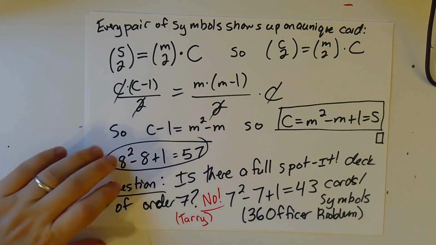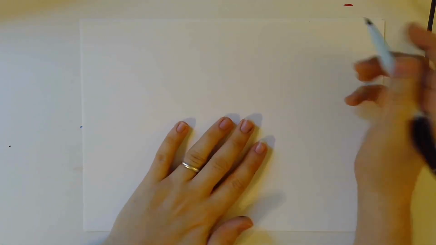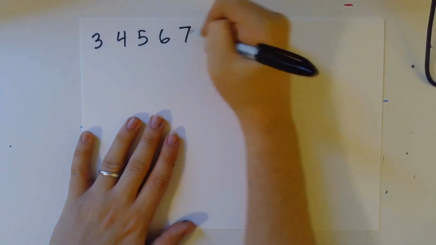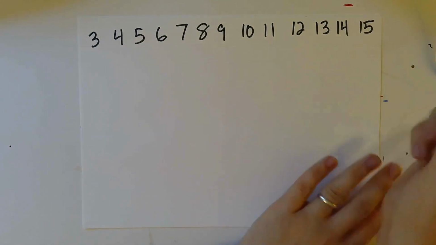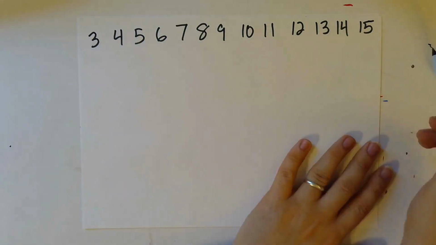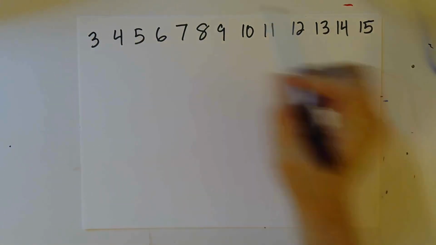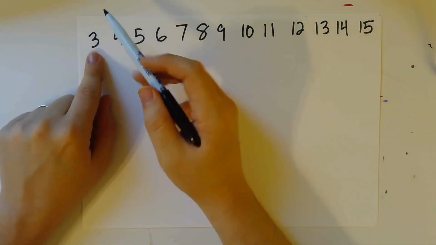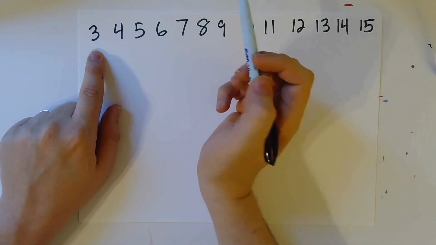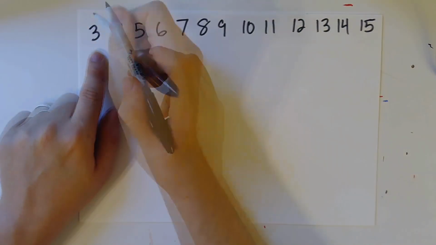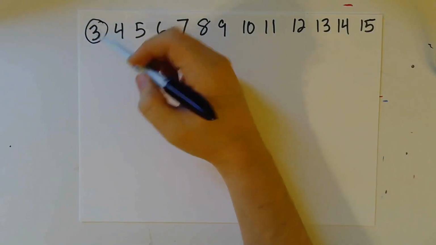So if I write out, let's go up to, say, 15. Let's write out our possible orders of spotted decks. We want to know if there's a spotted deck of order m for each of these orders, and let's figure out what we know. So 3 minus 1 is 2. That's a prime power, so our construction works. You can call that our de Sarguzian spotted deck if you want.